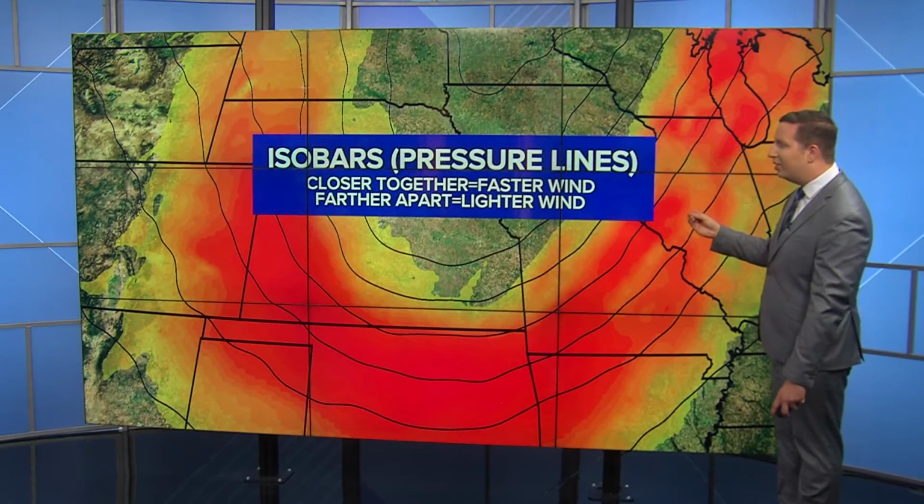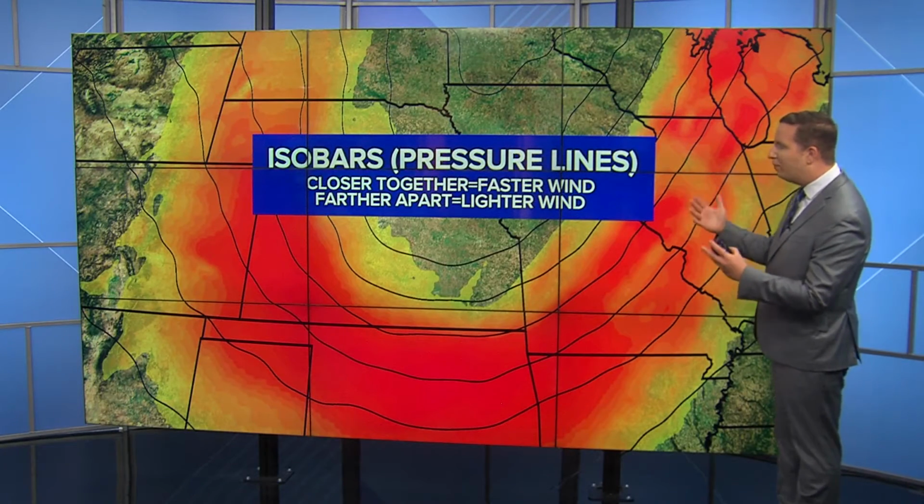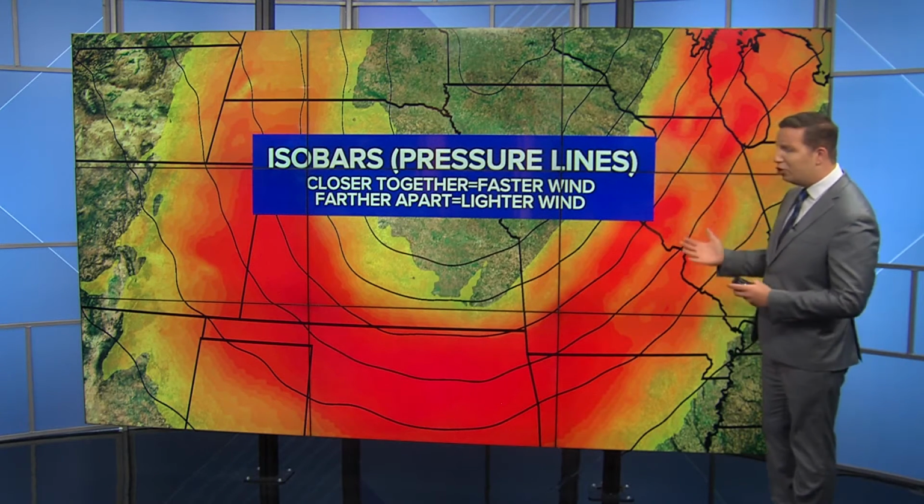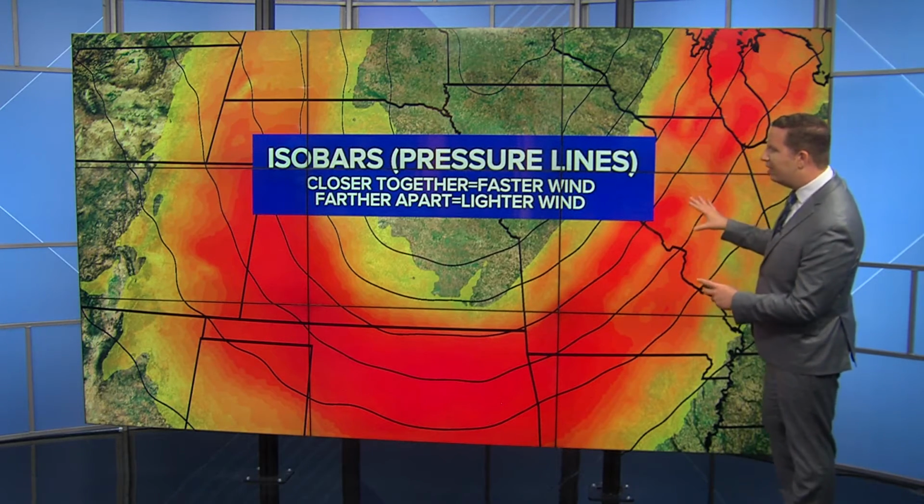So when meteorologists are working to create and craft wind forecasts, we look for isobars on our maps, different lines of pressure, to determine how strong or how light the wind will be. The closer these lines are together, like what you see here, the faster the wind will be because there's a greater gradient, a greater change in pressure.